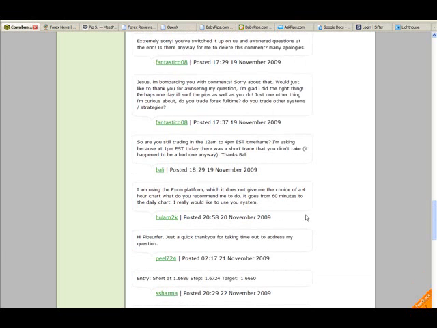Next comment wants to know about the FXCM platform. It doesn't have a 4-hour chart. What I recommend doing is just find another charting software. Buy if you have to, or use a free one. But just find one that has a 4-hour chart. Really, I don't trade off of XTick. I just use XTick to look for my signals, and then I trade on my broker platform.